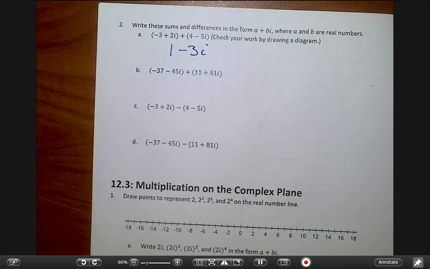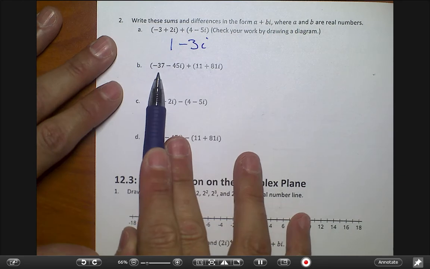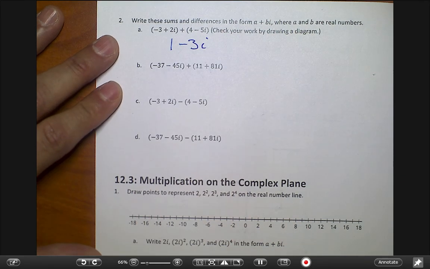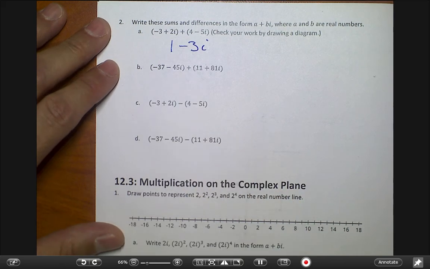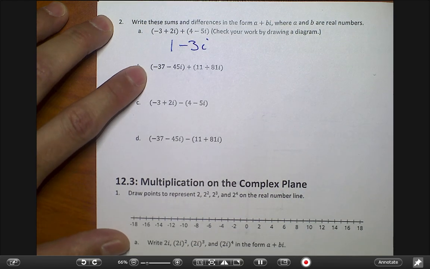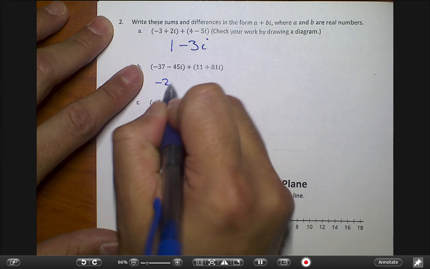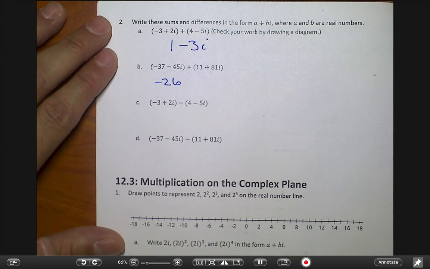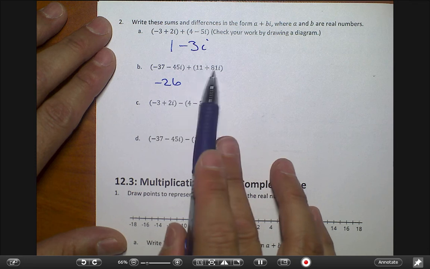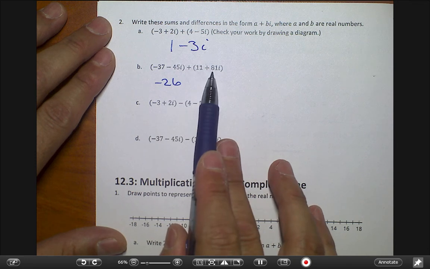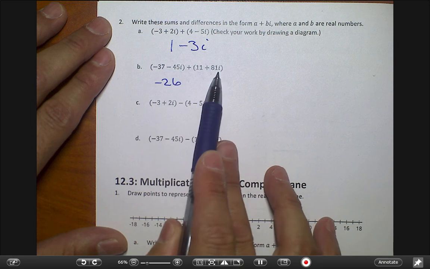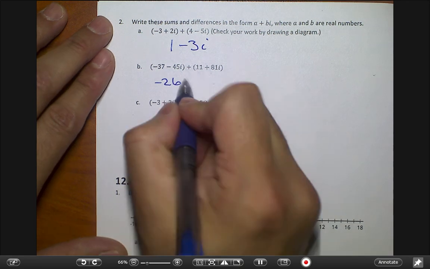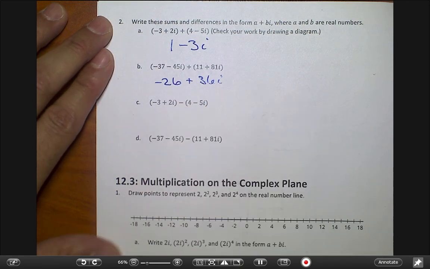Okay, so let's do this one. Right here, we're not going to do this one on the diagram. We're going to do this one on the diagram here in a moment. Okay, so what is my real going to be? Negative 26. And then, what's my imaginary part? 36. Positive or negative? Positive. Look, this is a negative here, but the positive is bigger, isn't it? So it's positive 36i.